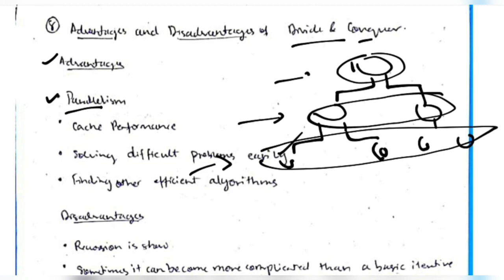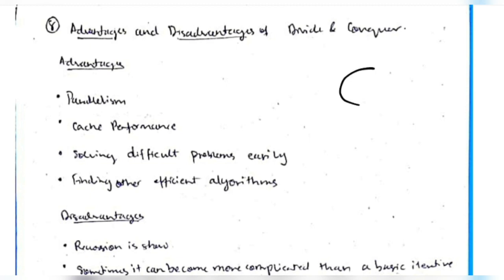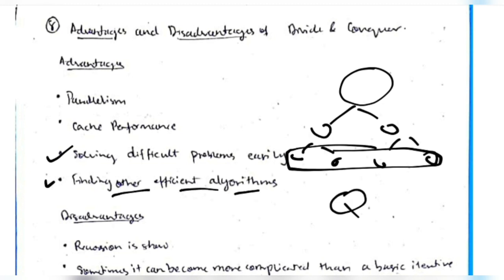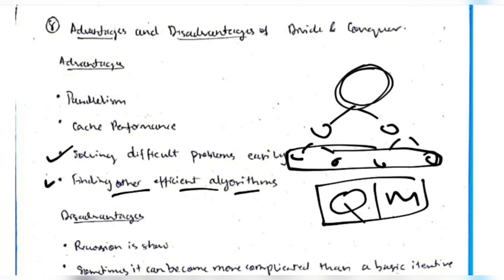Second is cache performance. Each subproblem uses the same technique, right? So the cache will save the algorithm once for one statement, and it will apply to the other statements also. By dividing a main problem into many sub parts, we can find solutions for difficult problems like Tower of Hanoi in a very easy manner. It also helps in finding other efficient algorithms, meaning quick sort and merge sort were developed by observing this divide and conquer method.